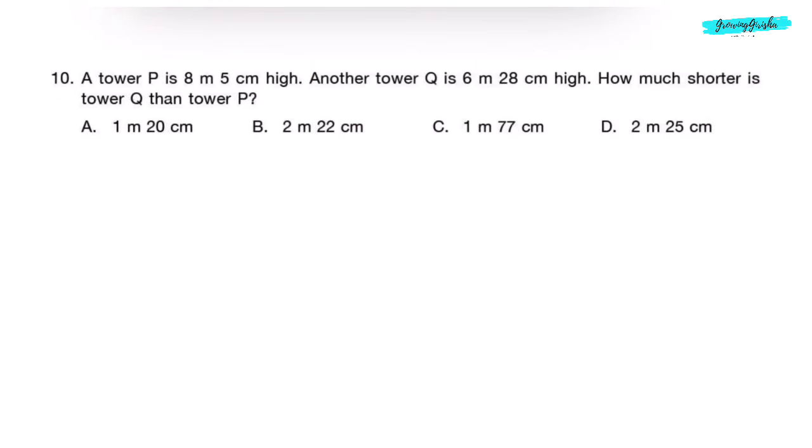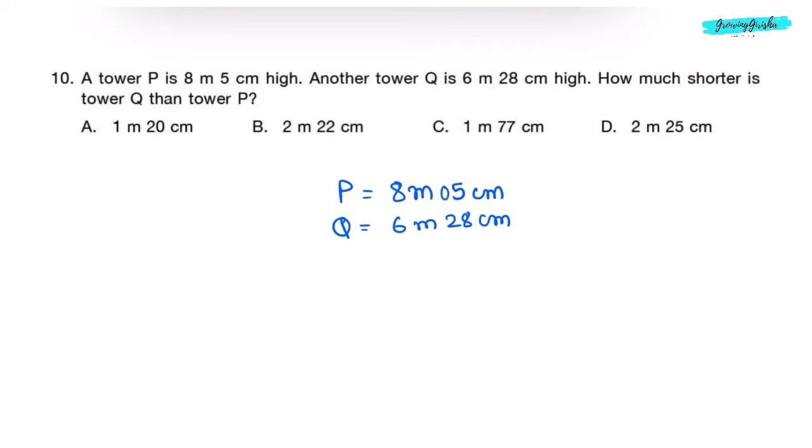Question 10. A tower P is 8 meter 5 centimeter high. Another tower Q is 6 meter 28 centimeter high. How much shorter is tower Q than tower P? So we will subtract the length of tower Q from tower P. Tower P is 8 meter 5 centimeter. Tower Q is 6 meter 28 centimeter.